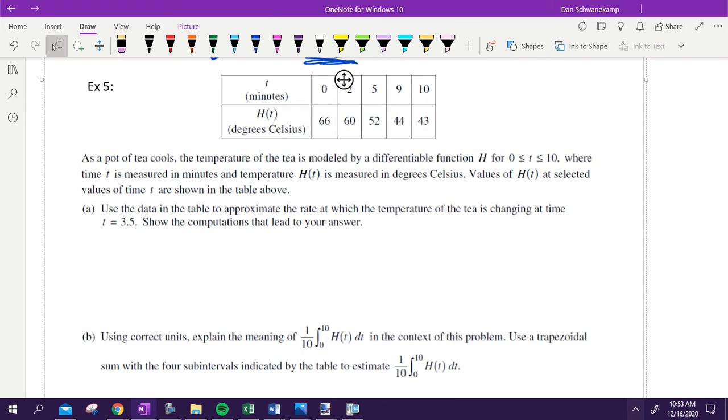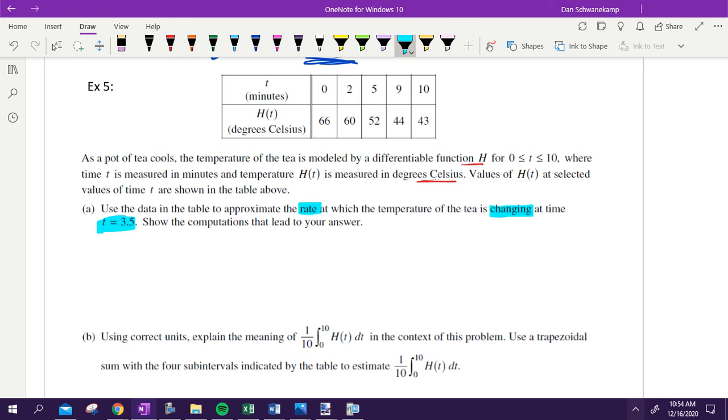A pot of tea cools. The temperature of the tea is modeled by H. So this is temperature. Okay, it's measured in degrees Celsius. Use the data in the table. So this is not necessarily what we learned today, but this is really important. They're going to ask this question on the AP exam. Use the data in the table to approximate the rate at which the temperature of the tea is changing at 3.5. Show the computations that lead to your answer.